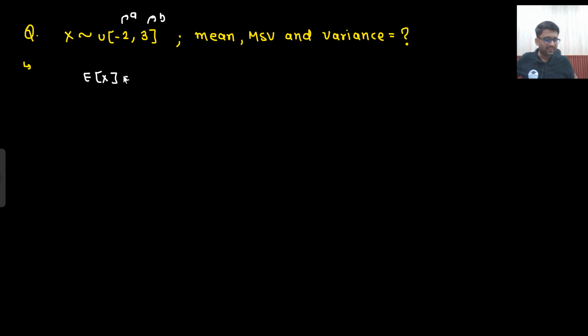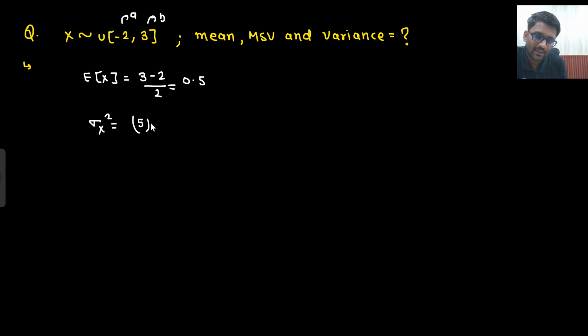So for finding the mean, I just need to find the middle point. So what will be our middle point? Middle point will be (b plus a) divided by 2. So the answer is 0.5. What do I need to find? Variance. So what is the formula of variance? Whatever the width is. What is the width? Width is 5, right? 3 minus (-2), so width is 5.